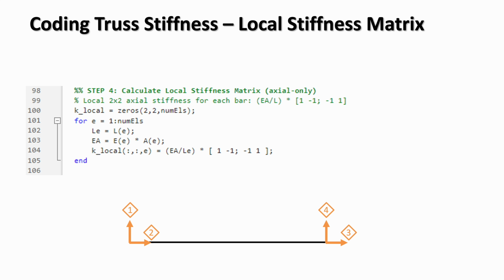The resulting matrix is a 2 by 2 matrix with the form of EA over L times the matrix of 1, minus 1, and then in the next row minus 1, 1. This reflects the fact that the element resists deformation only along its axis, and that equal and opposite forces develop at the two ends. In the next step, we transform this matrix into the global coordinates so that all elements, regardless of their own orientation, can be assembled into a single global system.